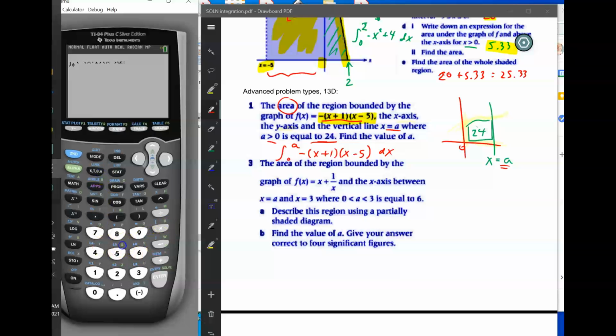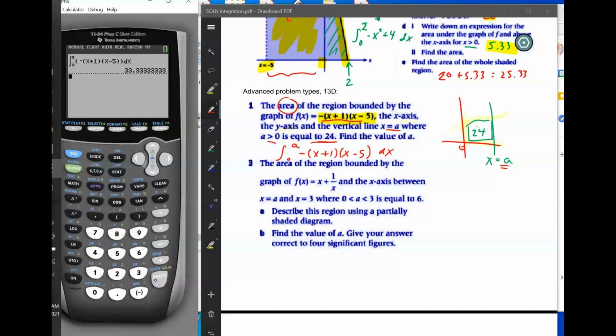And then I'm going to put negative x plus 1, x minus 5, okay? And then for the variable I'm going to put x. It's always going to be x for us. And then what am I going to put for a? Well, I don't know. But this is one of those times where I'm pretty sure that the answer is going to be a whole number. So it makes guessing a valid option. So I'm going to just put a number that I think may be right.